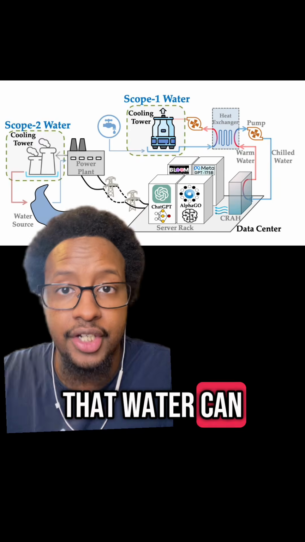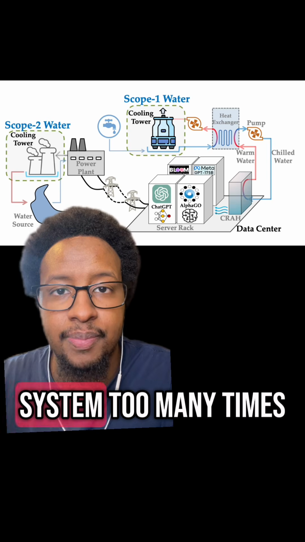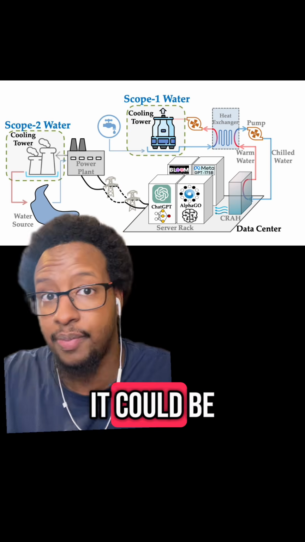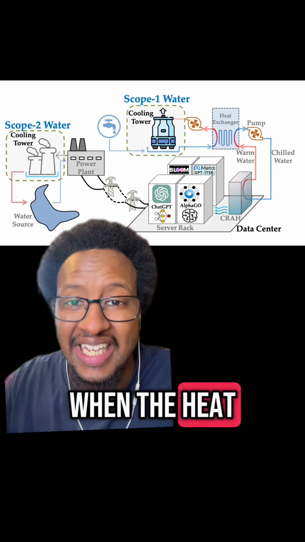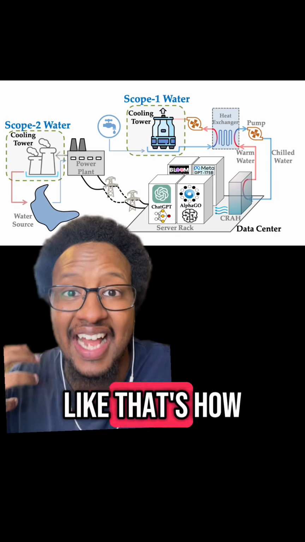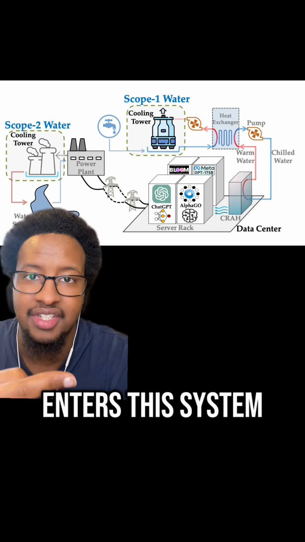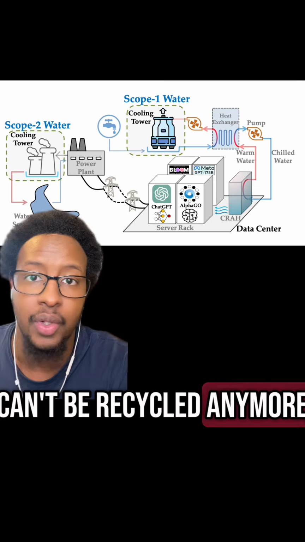It is true that water can circulate through the system a few times, but when you circulate it too many times, you have a lot of impurities and it has to be discharged. It could be recycled, but the rest of the water is evaporated in the cooling tower when it's interacting with the heat. That's how it gets rid of the heat. They've worked out that 80% of the water that enters this system is evaporated or consumed and can't be recycled anymore, can't even be discharged.